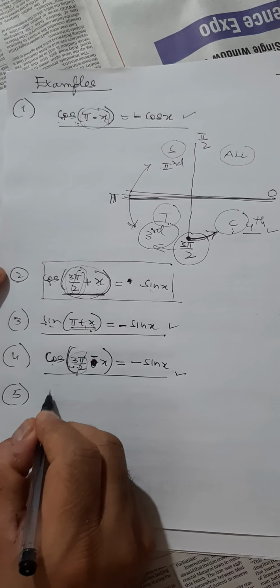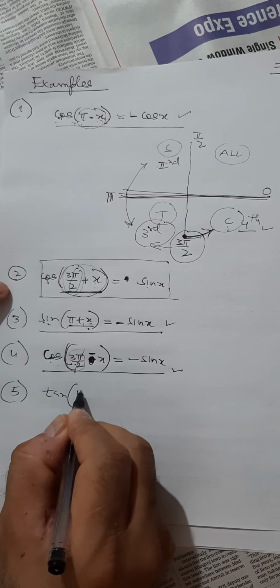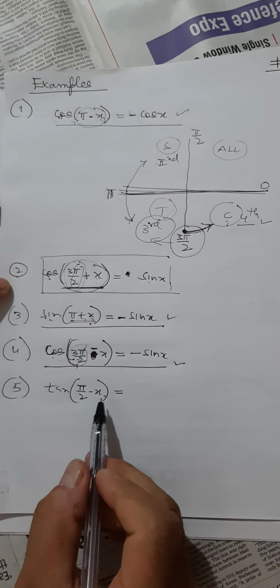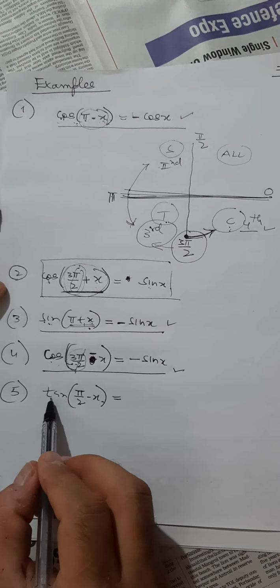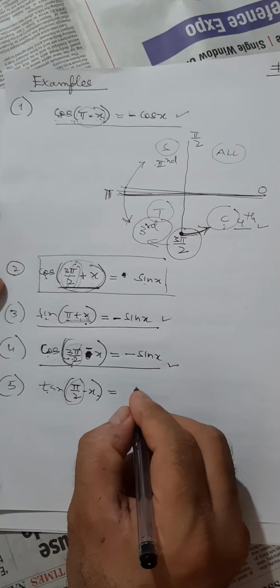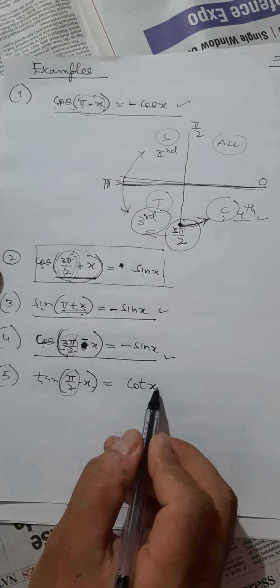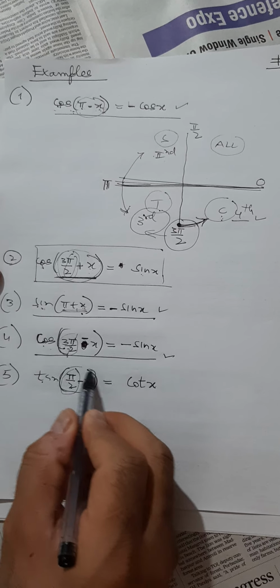Now I'll take the tan function, for example. Tan(pi by 2 minus x). You did this in tan standard. 90 degrees minus x. You have tan. Pi by 2 is there, so your answer will be in the form of cot, cot x. A minus sign will not come, remember. This will go by quadrant.